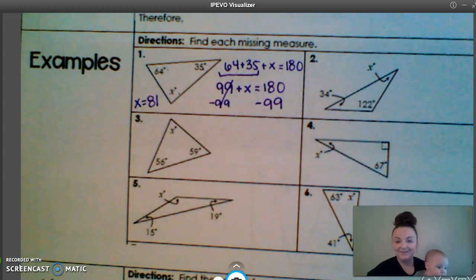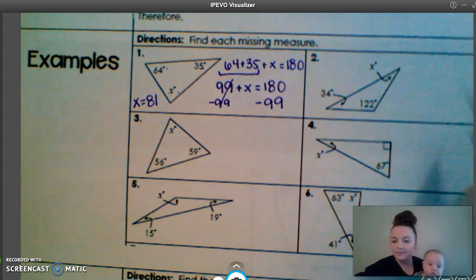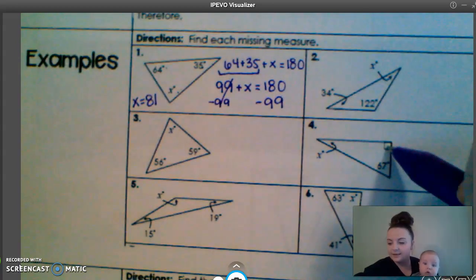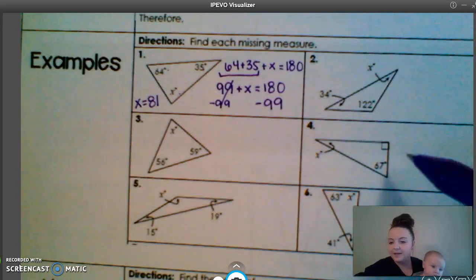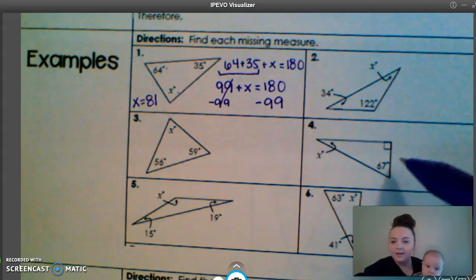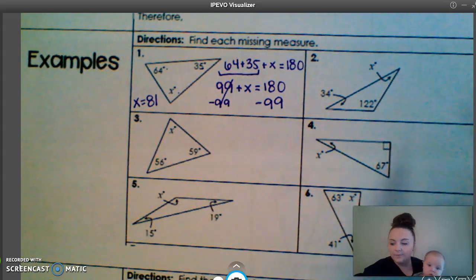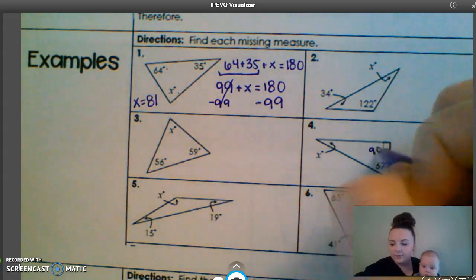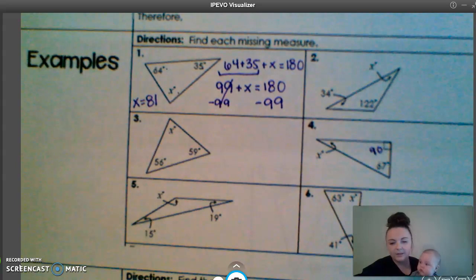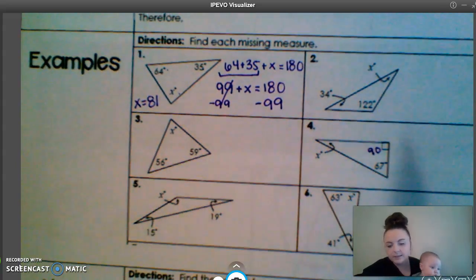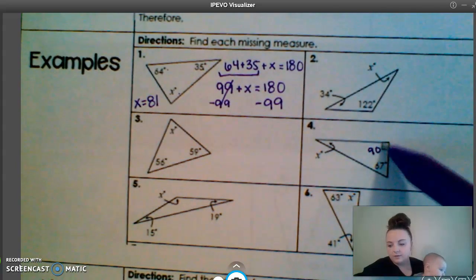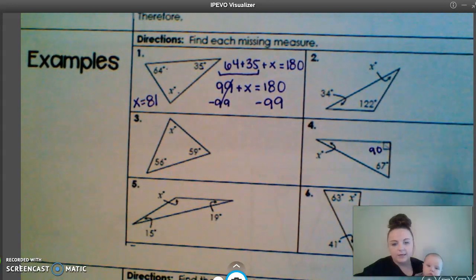Lots of help today. But looking at number 4, this angle right here doesn't have a variable, but it doesn't have a number value either. But we know that when you see that little square, that is a right angle, or 90 degrees. That's probably the trickiest part of these easier problems, knowing that if you have that little symbol right there, it means it's a right angle or 90 degrees.